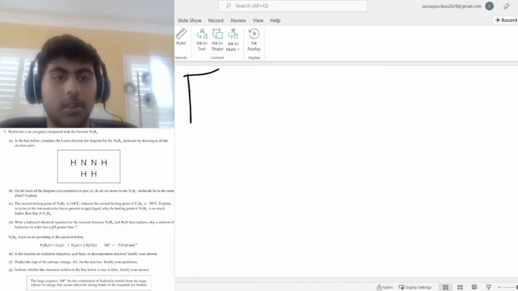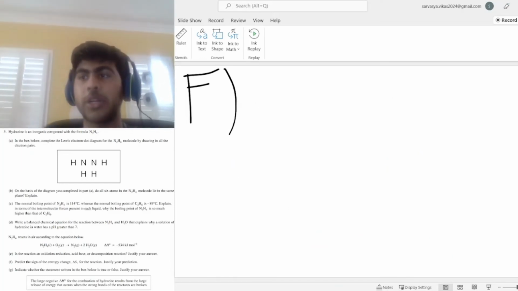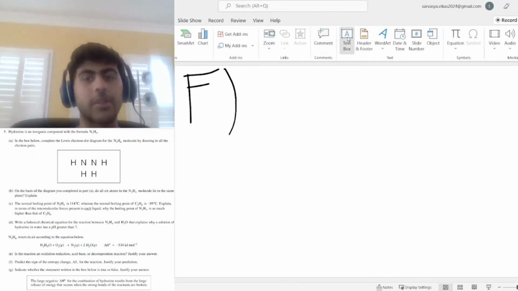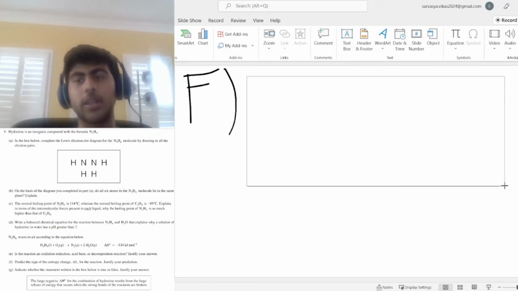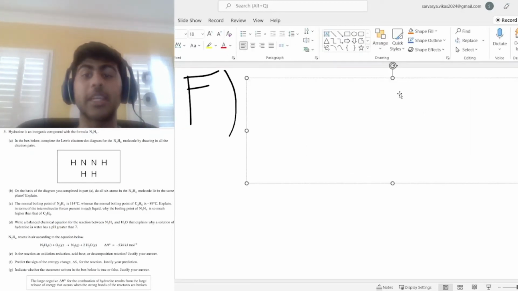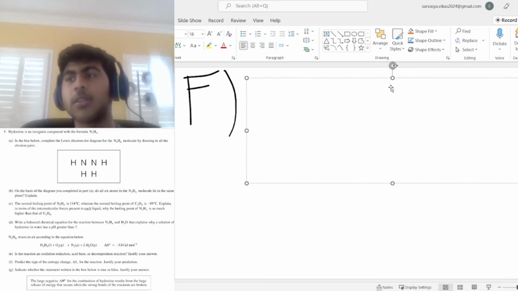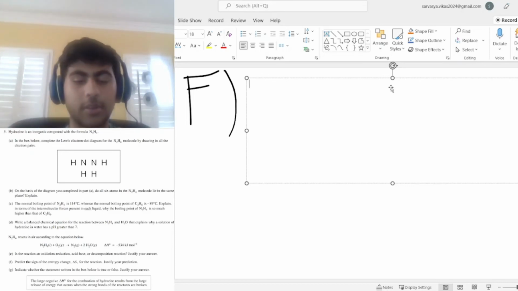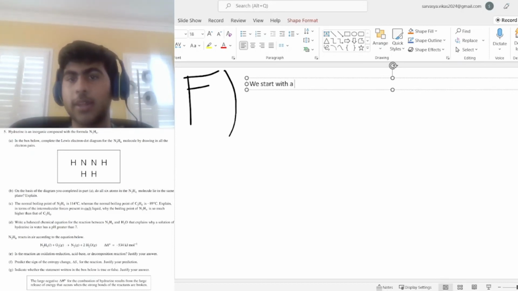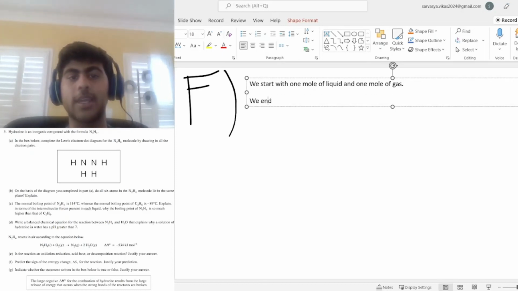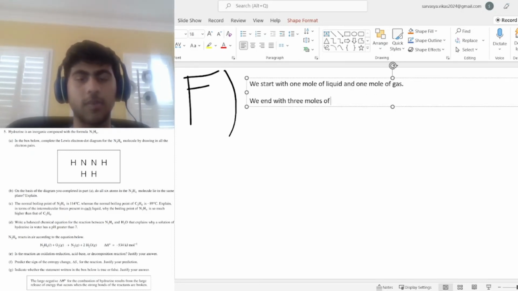We're asked to predict the sign of the entropy change, delta S, for the reaction and justify our prediction. Well, what is entropy? Entropy is a measure of the possible microstates of something. We know that entropy is highest in gaseous states, in the middle for liquid states, and barely anything for solids. So here we start with 1 mole of liquid and 1 mole of gas, and we end with 3 moles of gas.